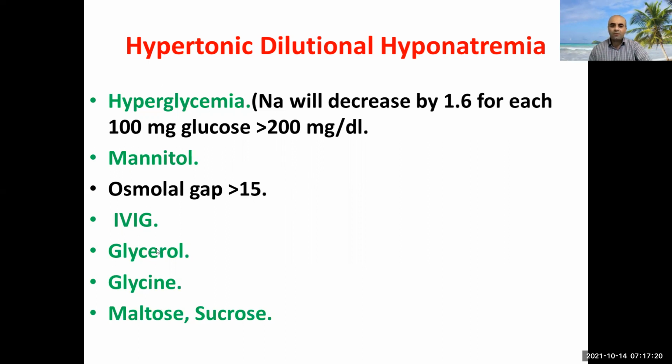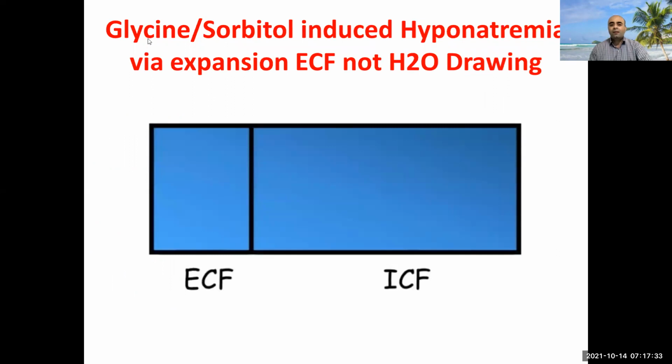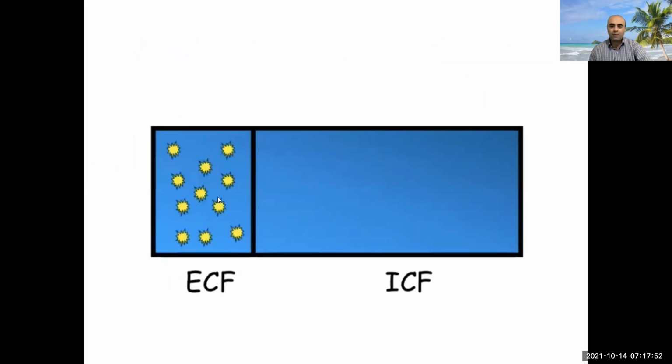As an example of this hypertonic dilutional hyponatremia, we'll see it with IV immunoglobulin, glycerol, glycerin, maltose, and sucrose, as we mentioned before. Regarding glycine and sorbitol induced hyponatremia, with glycine and sorbitol there is no concentration gradient, just expansion of the extracellular fluid compartment, not water drawn. As we know, the intracellular and extracellular compartments will receive the glycerin.